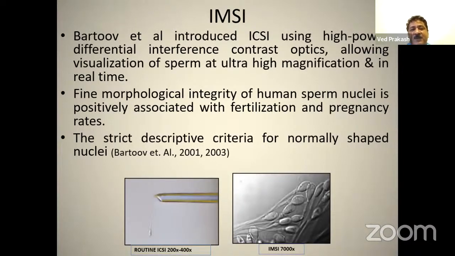In IMSI, it is basically Bartoov et al. who introduced ICSI using high power differential interference contrast optics, allowing visualization of sperm at ultra high magnification and in real time. The fine morphological integrity of human sperm nuclei is positively associated with fertilization and pregnancy rates, using strict descriptive criteria for normally shaped nuclei. Here in the second slide, you can see the sperm size is very big and you can easily see the abnormality. Like you can see over here, small vacuoles are there. Multiple vacuoles are not good to use for ICSI. Only one small vacuole we can use for ICSI, and without a vacuole is very good.